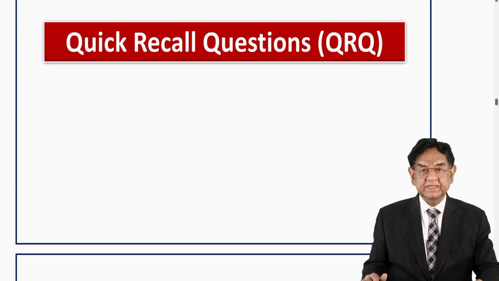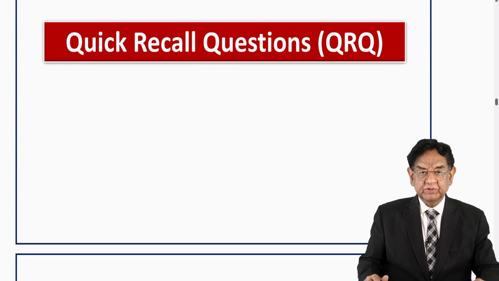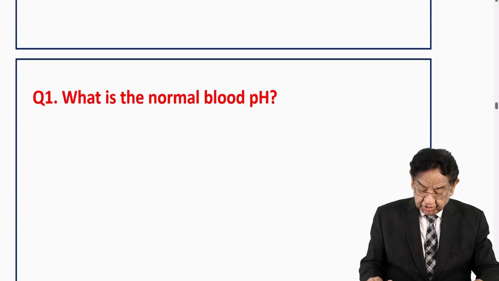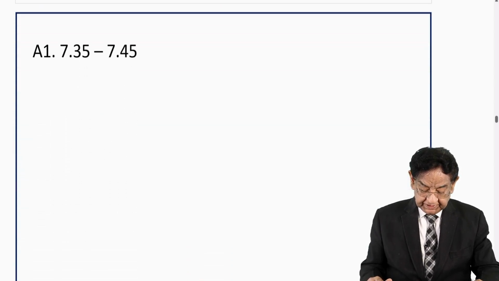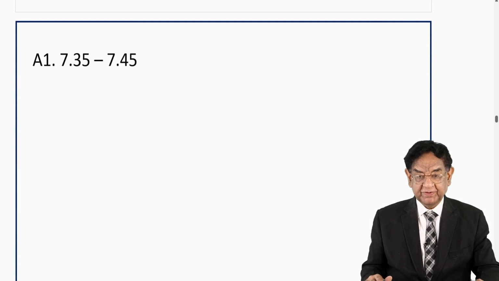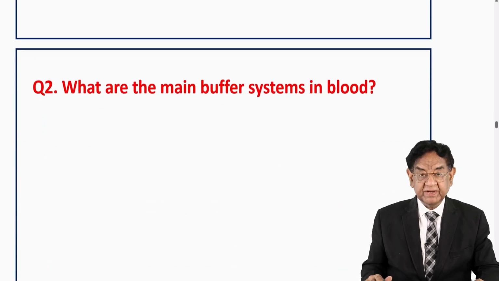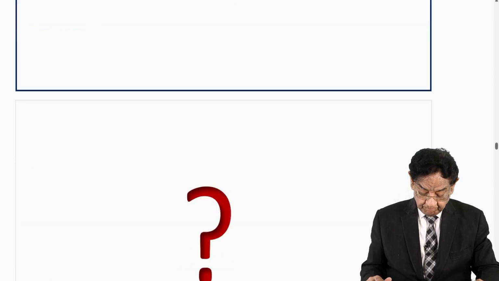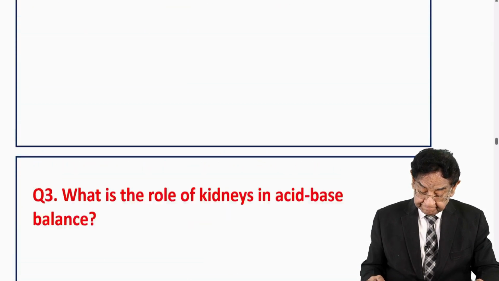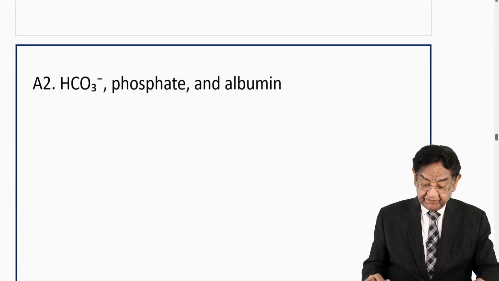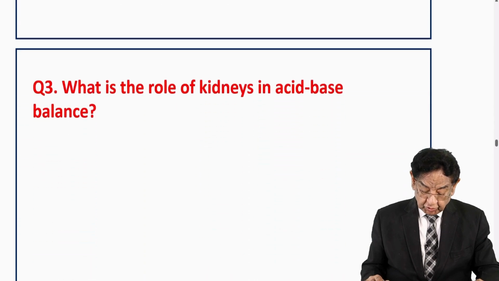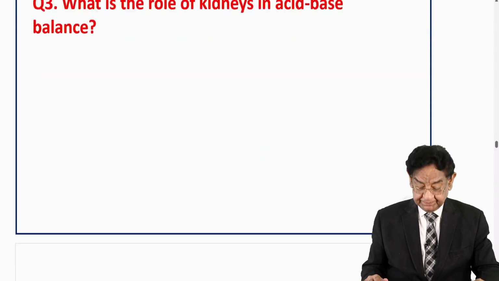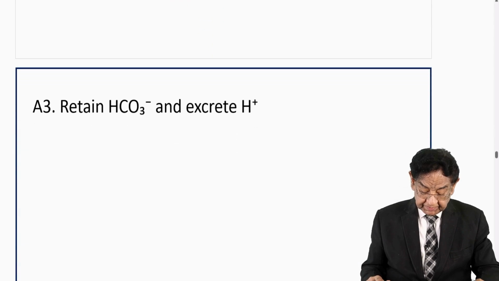Now, let us discuss certain quick recall questions. The question will come on your screen, you have to answer it. What is normal blood pH? 7.35 to 7.45. Main buffer in the blood? Bicarb, phosphate, and albumin. Role of kidney in acid base? Retain bicarb or excrete bicarb depending on the situation.